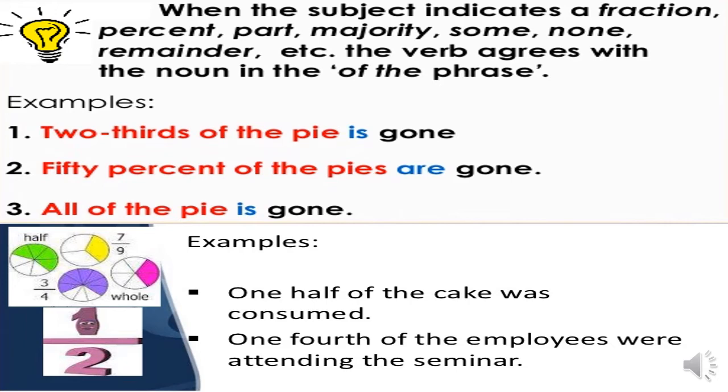50% of the pies are gone. All of the pie is gone. So here you can just notice the word pie in all the three sentences, and how the verb is followed according to the number of the noun form used. Some more examples. 1/2 of the cake was consumed. 1/4 of the employees were attending the seminar. The first one, there is cake, that is singular, so that's why we have a singular verb was following. And then next we have employees, which is plural form, so the verb following that is actually were.